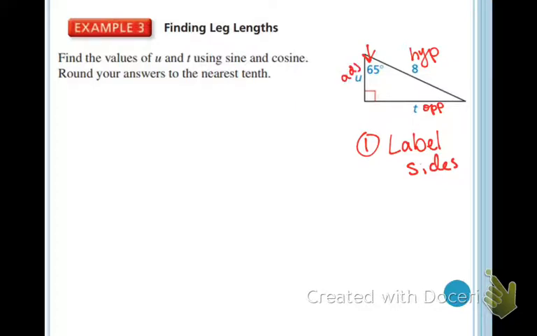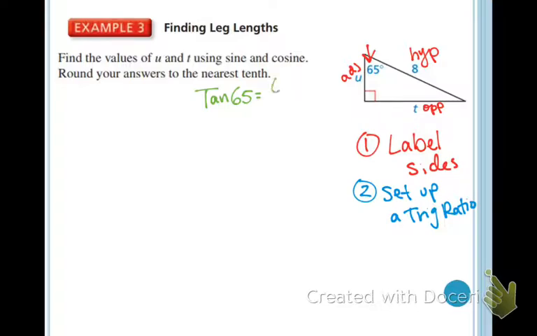All right, so then step 2 is to set up a trig ratio. So yesterday we learned about tangent, right? Don't write this down because it's not going to be accurate. Here's why we can't use tangent here. If I use tangent, from what angle am I looking at this triangle? 65. It would equal the opposite over the adjacent. So what's the opposite? T, and the adjacent is U. So what is the issue if I set up tangent? There's two variables, not enough information. This will not work. This is why we have 3 trig ratios.